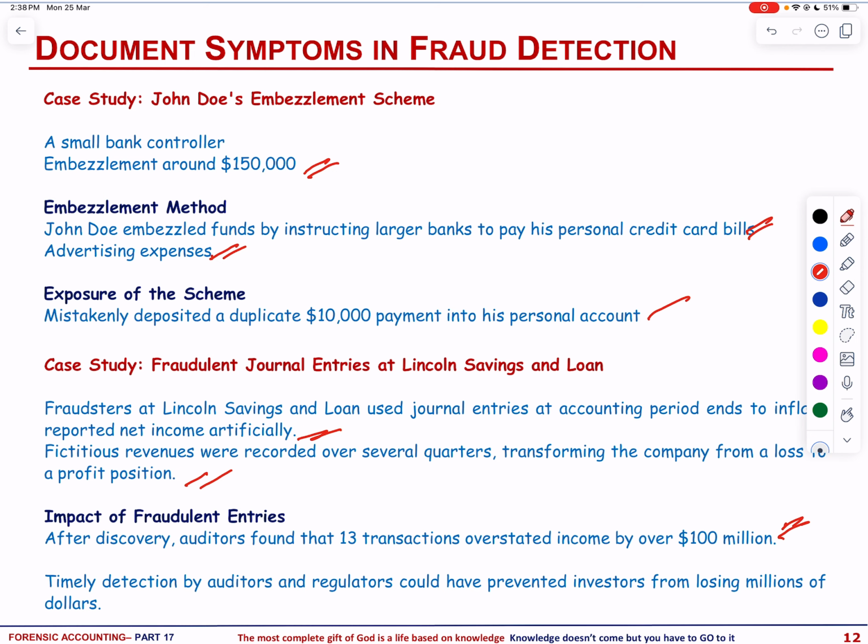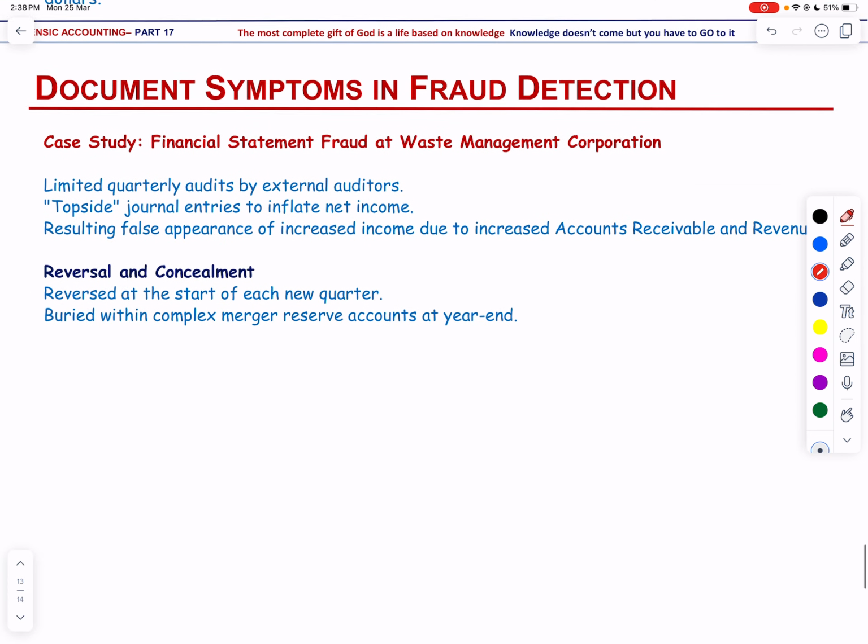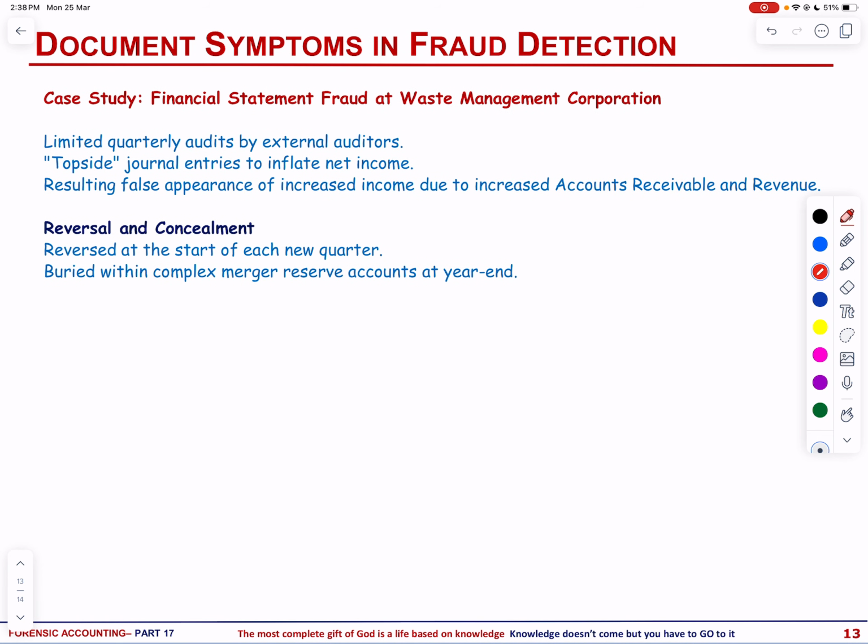At Waste Management Corporation, the CFO realized that the external auditors only conducted detailed audits on the annual financial statements, with only a brief review at the end of each quarter. To inflate net income, at the end of each quarter, the CFO made simple top-side journal entries. These entries increased accounts receivable and revenue, creating a false appearance of increased income.